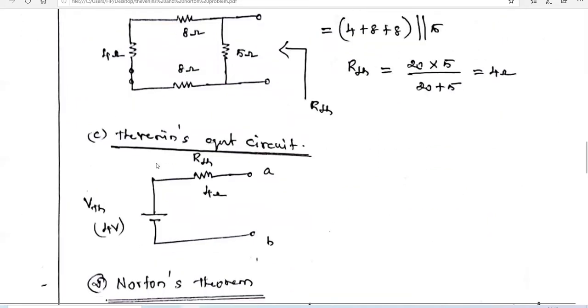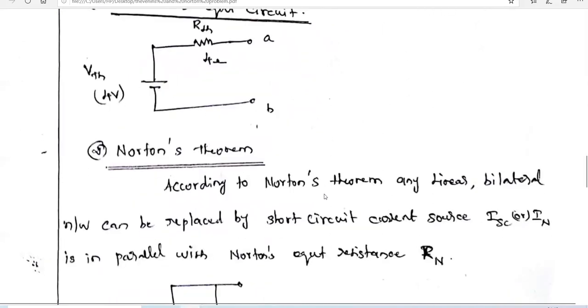Okay, then the third step is we have to draw the Thevenin's equivalent diagram. So what does Thevenin's equivalent diagram mean? The Thevenin's voltage in series with the Thevenin's resistance. Okay, it is said to be the Thevenin's equivalent circuit.